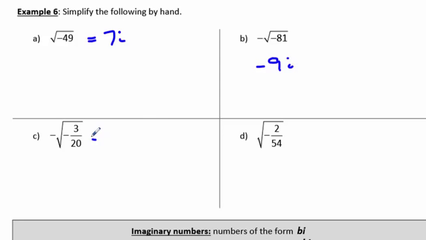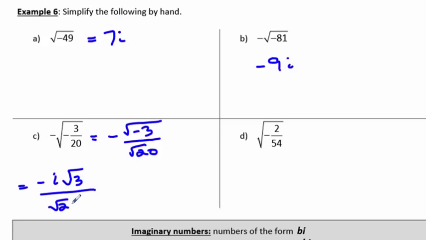Right? In example C, I have negative the square root of negative 3 over the square root of 20. Notice there's only a single negative here. You can either choose to put it on the top or the bottom, doesn't matter, but make sure there's only one. And on the top right here, we're going to take that negative in the square root and write it as an I outside of the square root times the square root of 3.